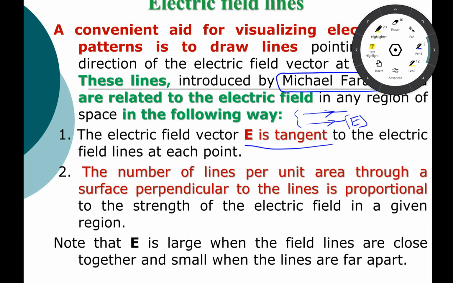Also, the number of lines per unit area is proportional to the magnitude of the electric field. So the number of electric field lines passing through an area is proportional to the magnitude of the electric field.